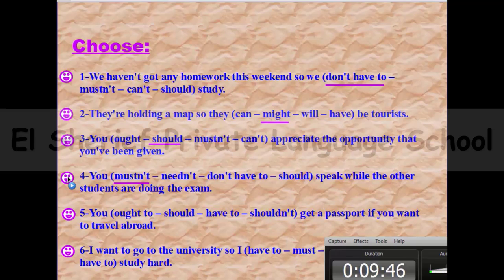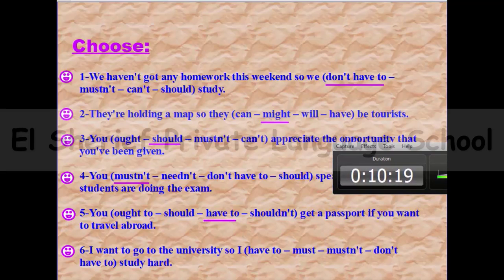Number 5, you ought to, or you should, or you have to, or you shouldn't get a passport if you want to travel abroad. If you want to travel abroad, so you have to, because it's a rule. No one can move from a country to another without having a passport. So it's a rule we all have to follow. So you have to get a passport if you want to travel abroad.